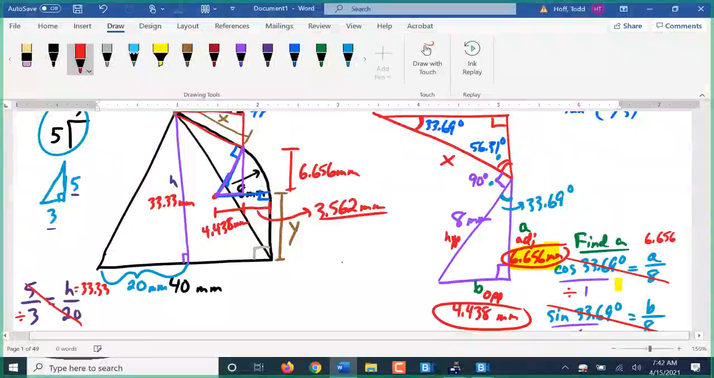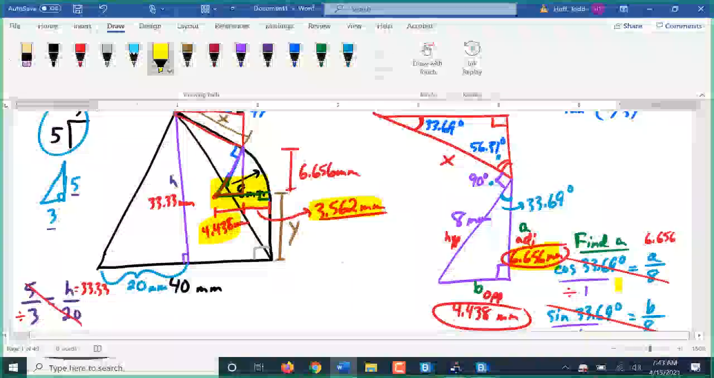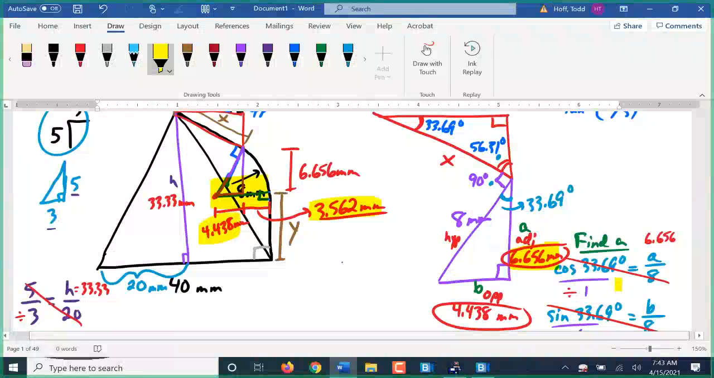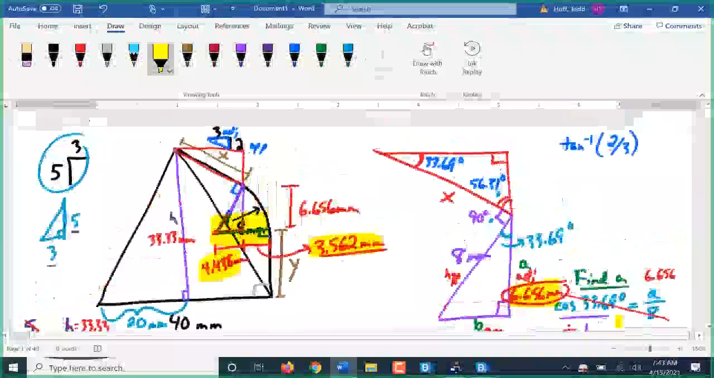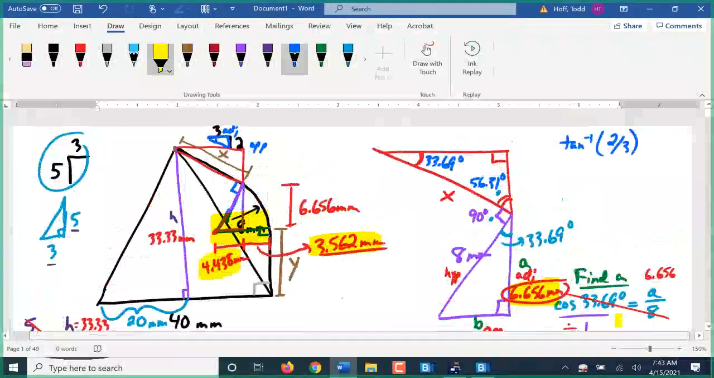Why? Well, because that is a radius of our 8 millimeter circle. So that has to be 8 millimeters. So we can subtract the 4.438 from 8 millimeters to get that distance of 3.562. Well, once again, why is that dimension important to us? Well, because it takes us back up to this triangle. From here out to the edge is 3.562.